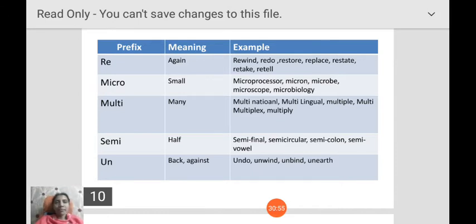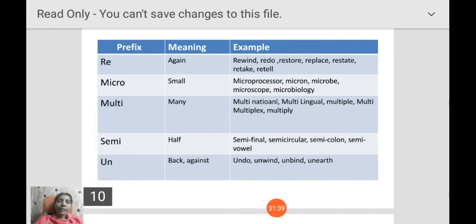Next is multi. Multi means many. So multinational, a person who belongs to many nations. Multilingual, a person who can speak many languages. Multiple, tell me the multiples of 10. Multiplex, a building which has many stories, we can say.